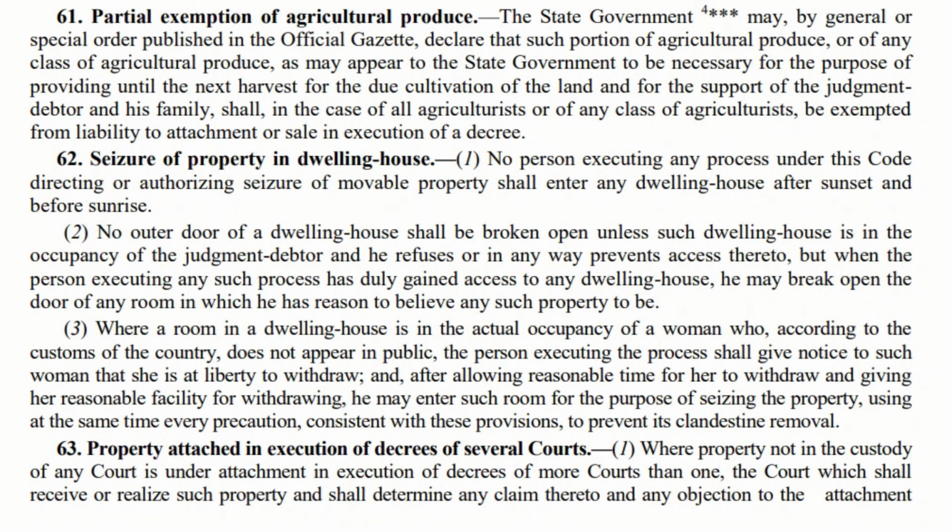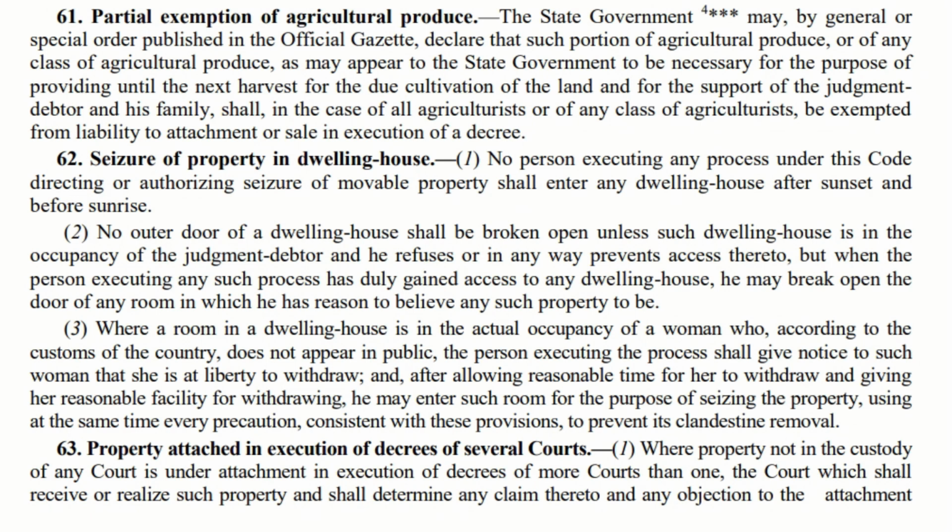Let us try to understand section 61. Partial exemption of agricultural produce. The state government can pass a special order and publish it in the official gazette saying that a particular portion of an agricultural produce, or any class of agricultural produce, cannot be attached.